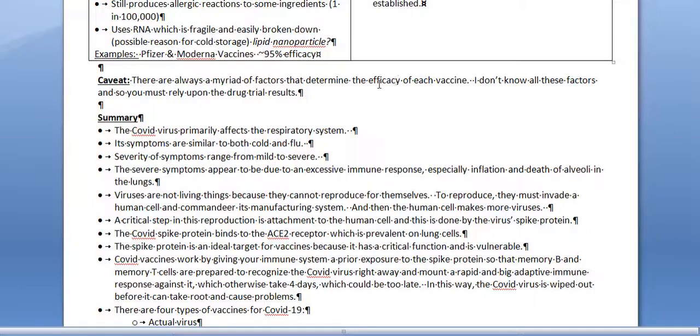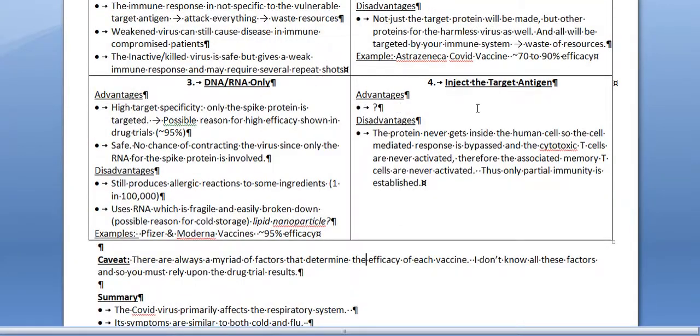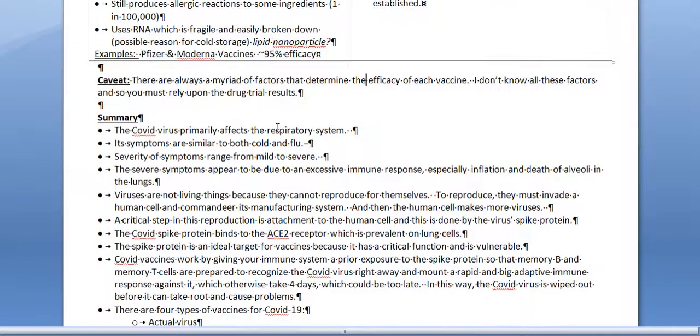I haven't studied them. You know what I did? I used my background knowledge and I watched a couple of videos. That's it, to make this lesson. I spent a couple of hours, so I'm not an expert here. I don't know all these factors, and so you must rely upon the drug trial results. You've got to go with what they say from their tests. These are the numbers, so go with that. I don't know all the detailed reasons for the efficacy. It could be they don't know themselves. There are a number of factors, and it's hard to figure out what's causing what.